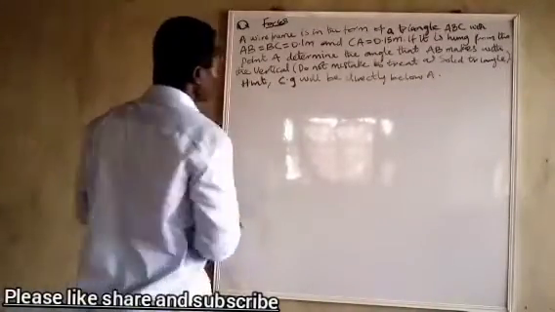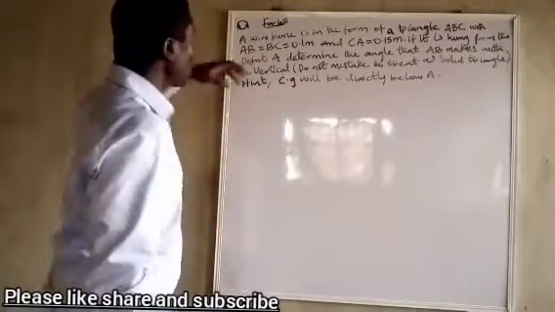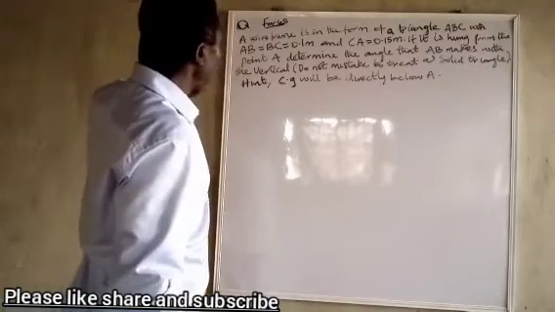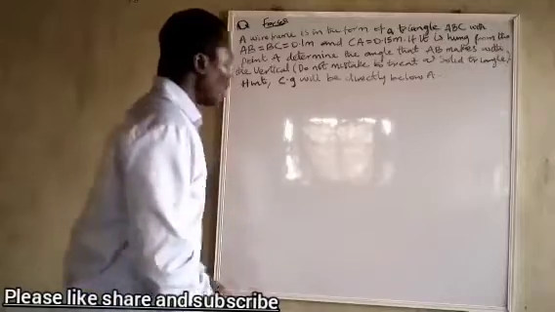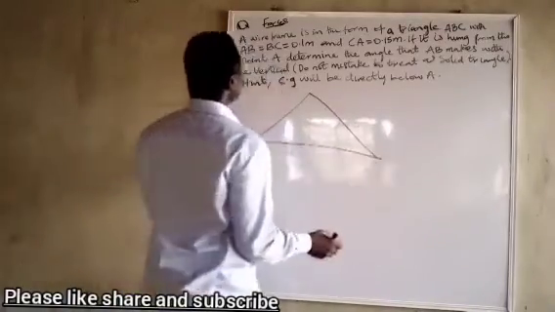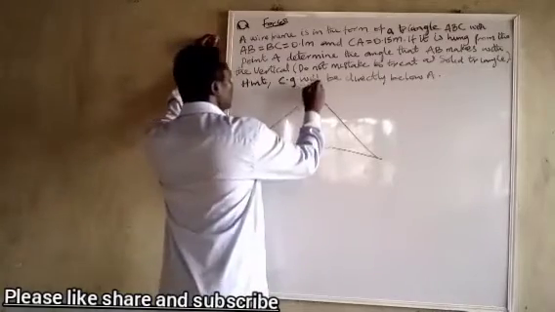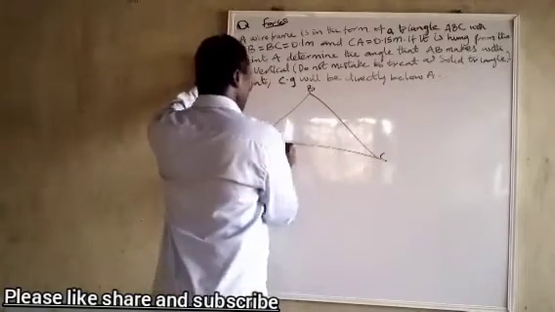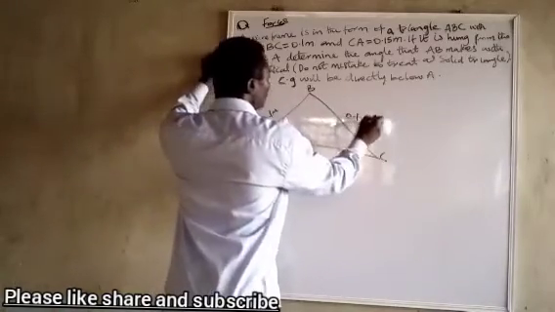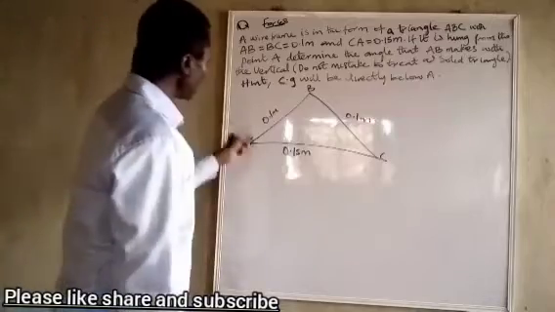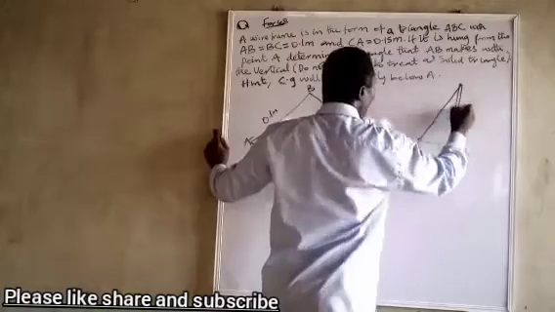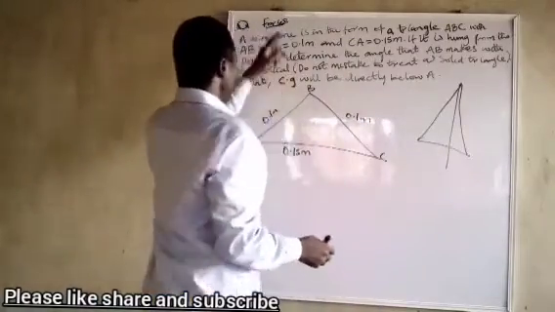A wire frame is in the form of a triangle ABC with AB equal to BC, equal to 0.1 meters, and AC equal to 0.15 meters. If it is hung from the point A, determine the angle that AB makes with the vertical. What we are saying is this: a frame, just like wire, we have it like this, and we are told that AB equals BC, and AC is 0.15 meters. This one is 0.1 meters, 0.1 meters. And we are asked that if this one is now placed like this, what will be the angle between AB and the vertical?